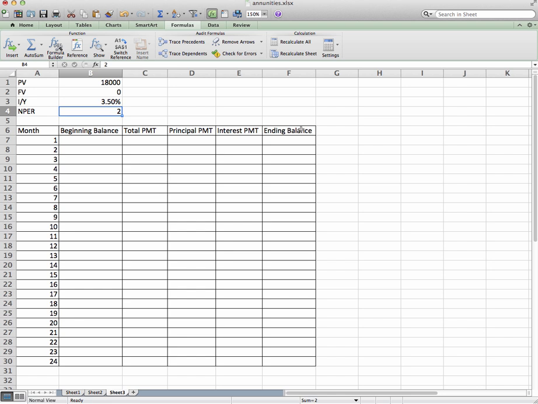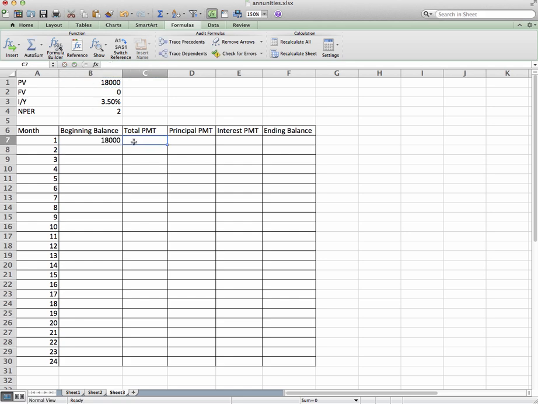Along the horizontal axis, I have beginning balance, total payment, the portion of that payment that goes to principal, the portion that goes to interest, and then my ending balance, all for the month. Alrighty, so let's go ahead and get started. My beginning balance, I'm going to pull up from up here, so equals there.